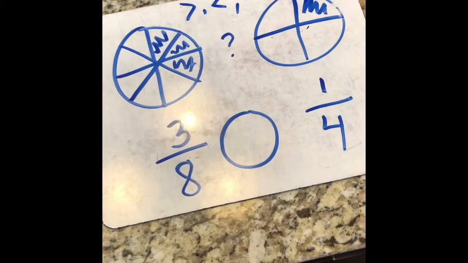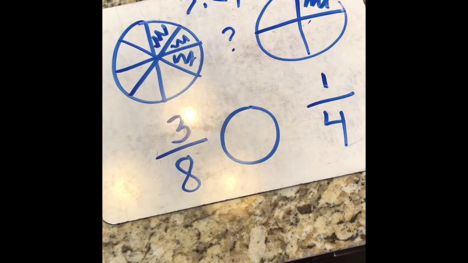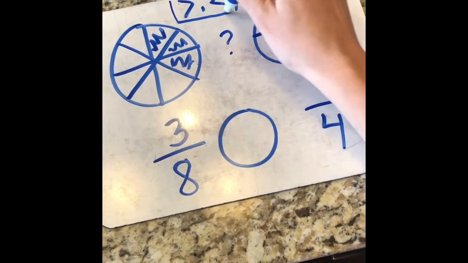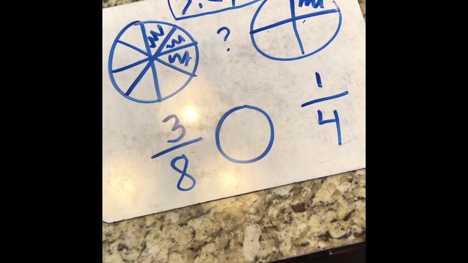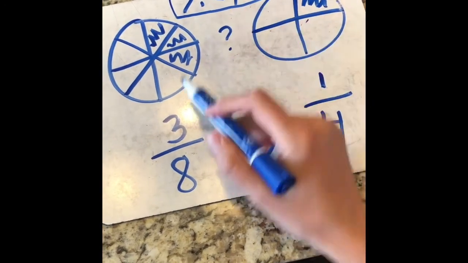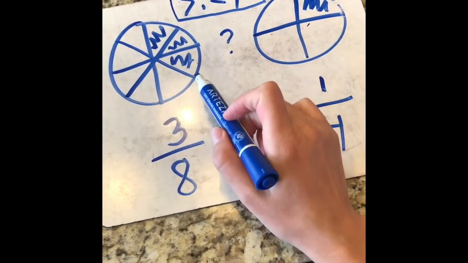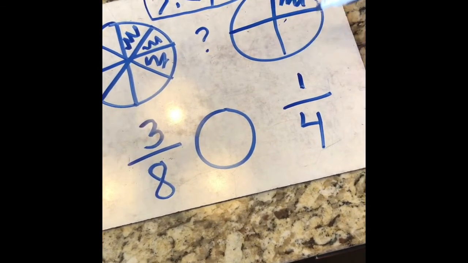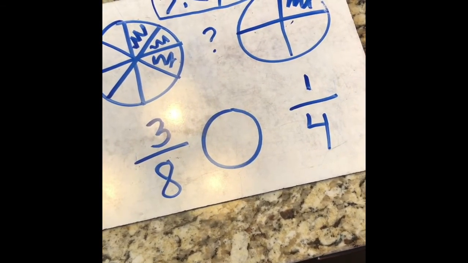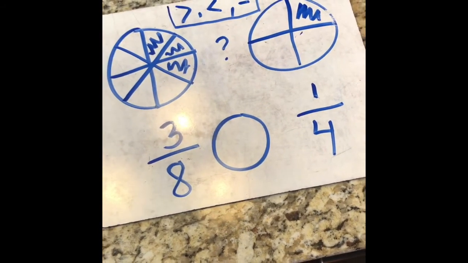Let's last talk about comparing fractions. When we compare fractions, we use greater than, less than, and equal to see which ones are bigger. So we've got this one right here. 3 are shaded out of 8 total. And right here we have 1 shaded out of 4 total. For me, it helps to see pictures. So drawing pictures is a good way to tell.